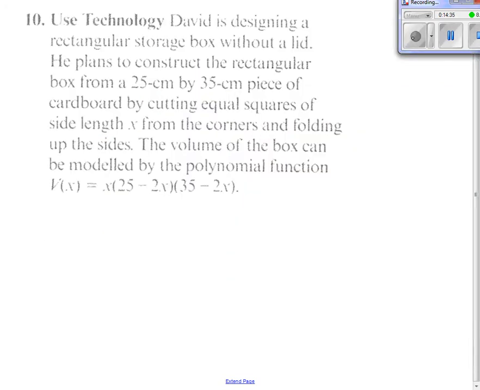Let's just solve a problem together. This is out of your text actually, page 97, number 10.